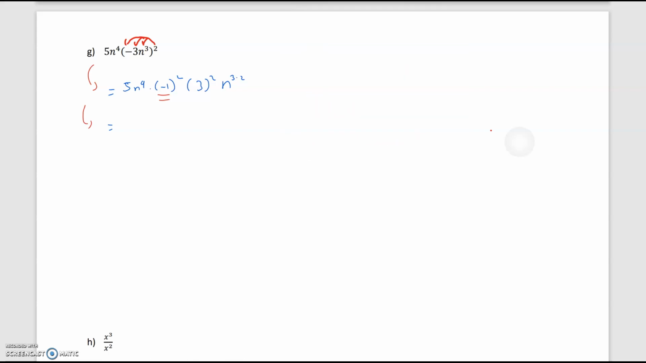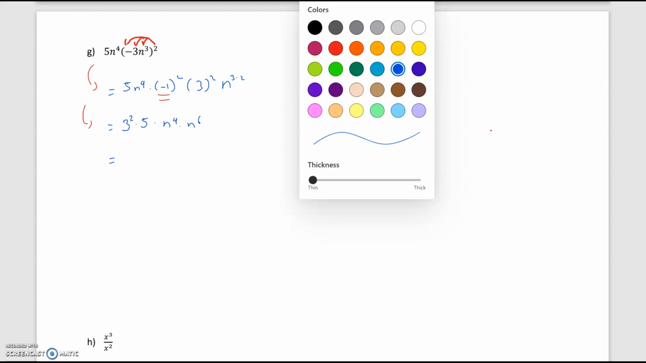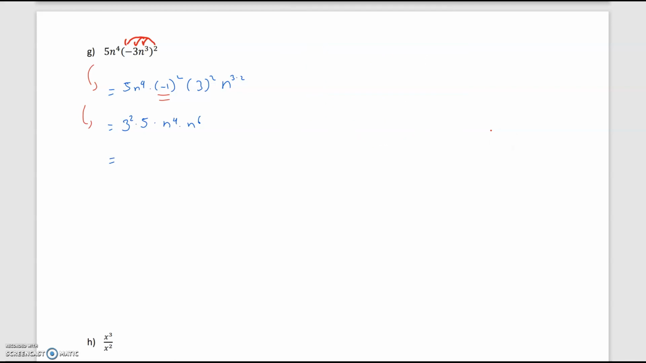So in the next step, it cancels out, and I'm also going to put the n's together. So this will be now, let me put the 3 to the second times the 5 first. I'm putting the constants first, and then the n to the 4th times the n to the 6th. And then at this point, we can combine the n's. Remember that the exponents just get added. So we're going to end up with a 3 to the second times 5 times n to the 10th.